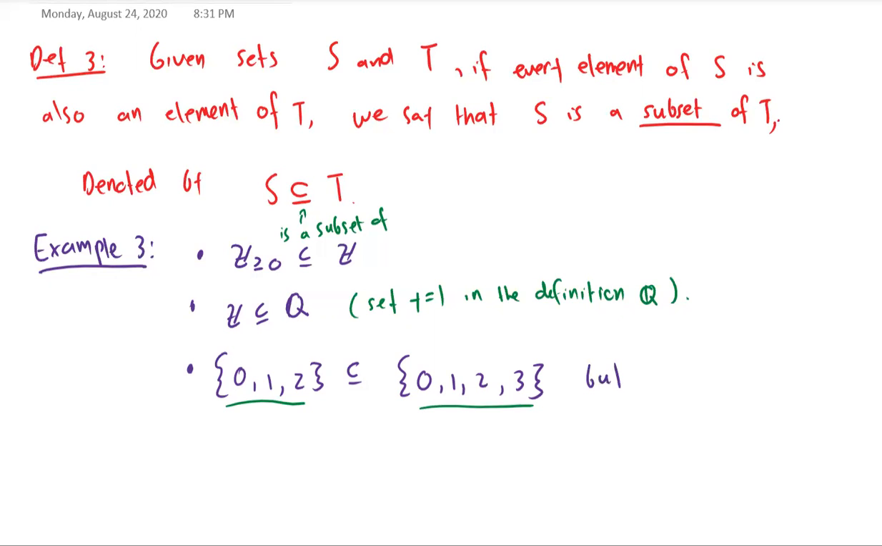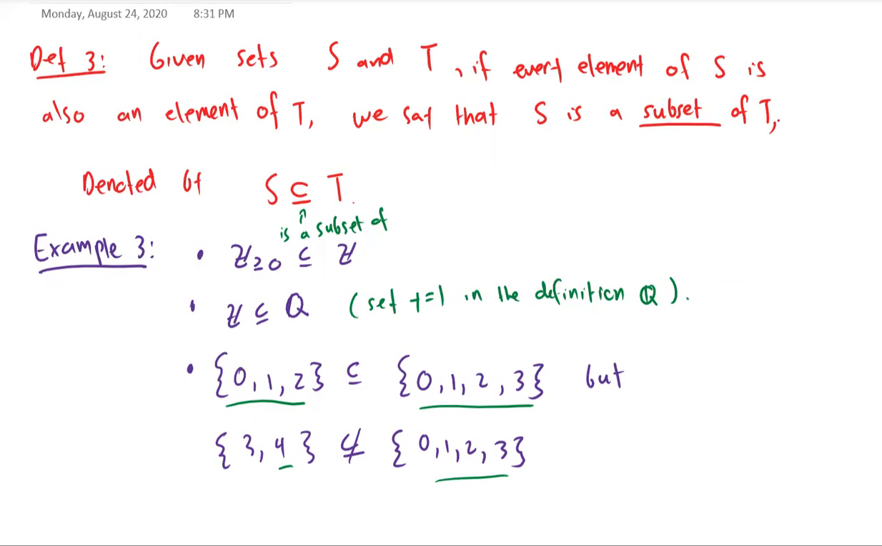Okay? But if we have the set {3, 4}, this is not a subset, and you denote it by using the subset symbol and then doing a line through it, kind of like what we did with not an element. This is not a subset of the set {0, 1, 2, 3}. Why? Well, 3 is in the first set and it's also in the second, but 4 is in the first set and it's not in the second.